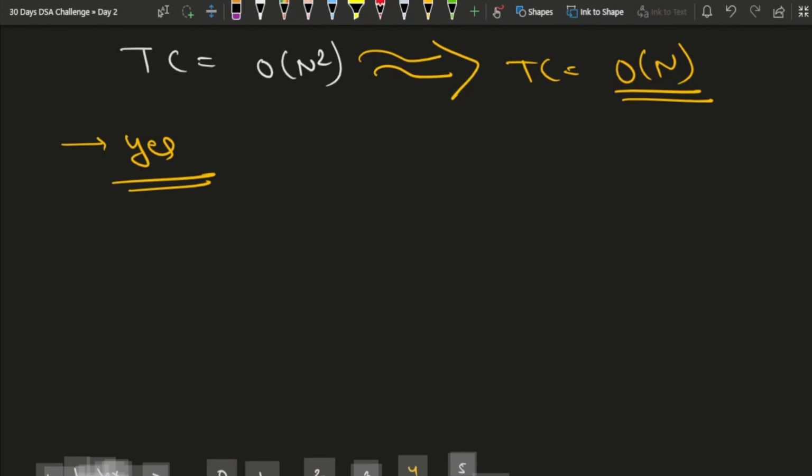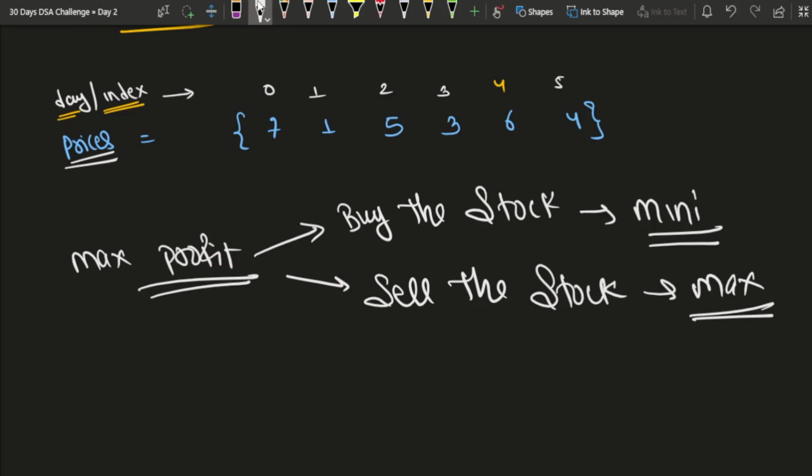Now just think again about what we want. We want the maximum profit. How will I get the maximum profit? If I buy the stock at the minimum price, and if I sell the stock at the maximum possible price, then I will make the maximum profit. Okay, this is clear. Let me just rub it off.